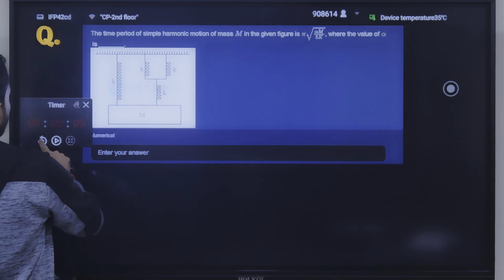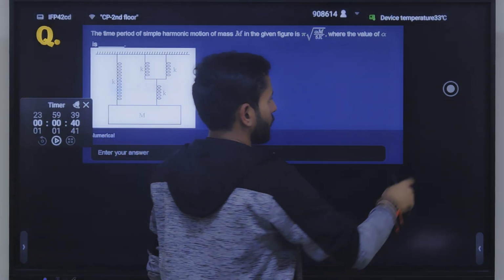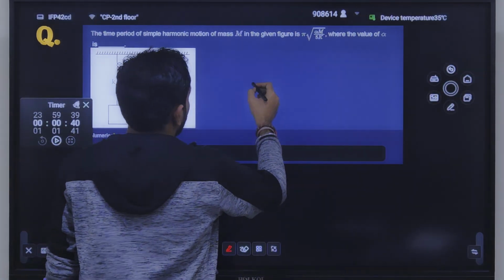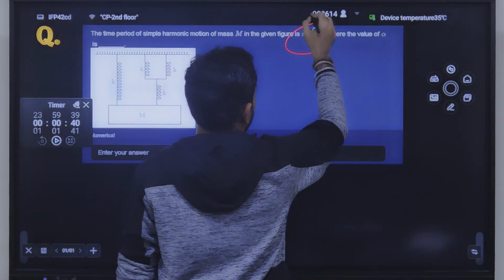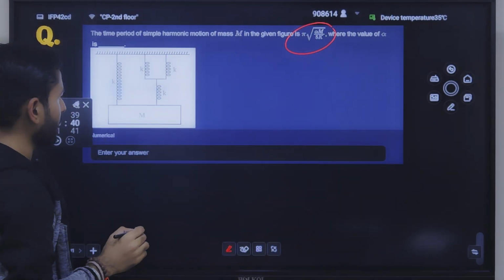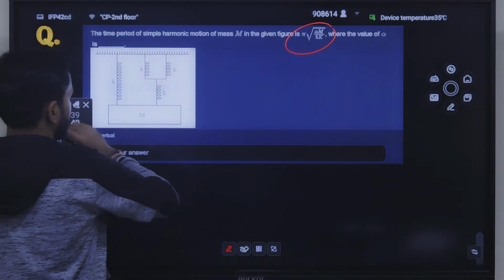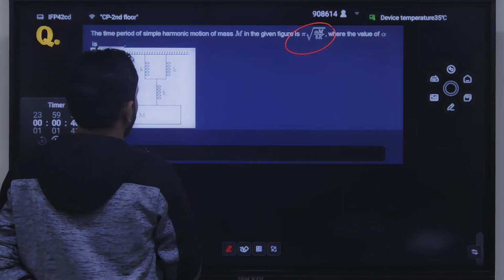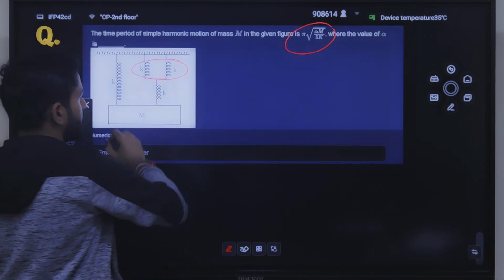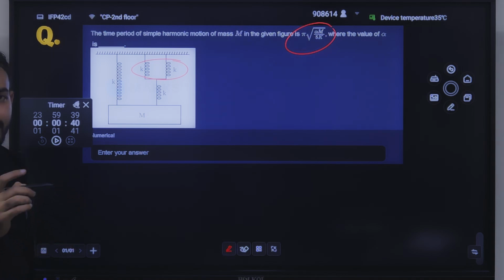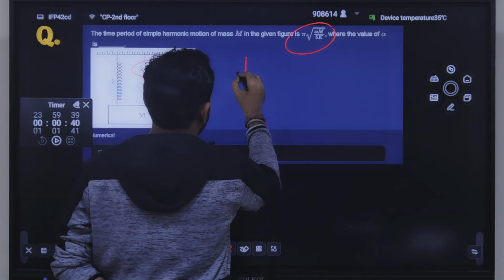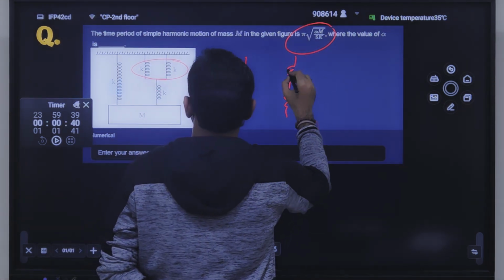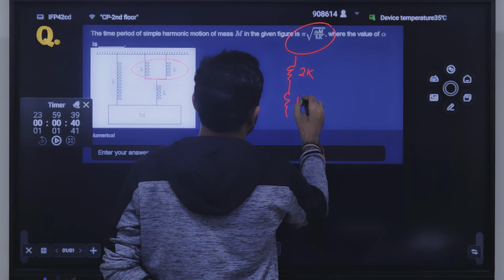Let's see. The time period of simple harmonic motion of mass m is given in the figure. That means basically the question is asking for the value in the time period. Some springs are there, and k values are also given. So basically we just have to resolve what the equivalent k is. What is this combination? Can I say it is parallel? Then this part will become 2k and this will become k.